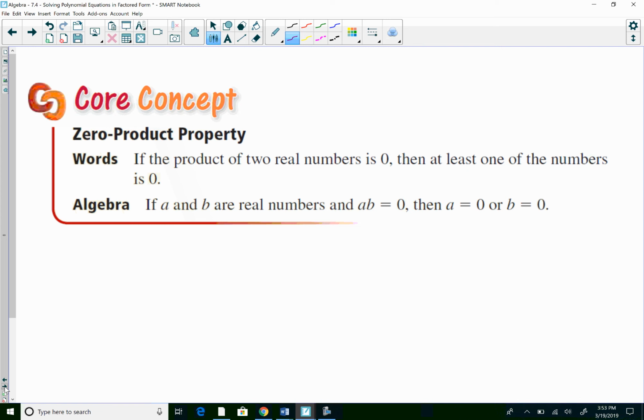Oh, actually, let's talk about the core concept first. The zero product property is one of our core concepts, and you already have this down as the definition, but make sure you get the algebra written down. So this is basically if A and B are real numbers and A times B is 0, then either A or B must equal 0. Again, just a core concept so that we understand it. Let's take a look at your first couple of examples.